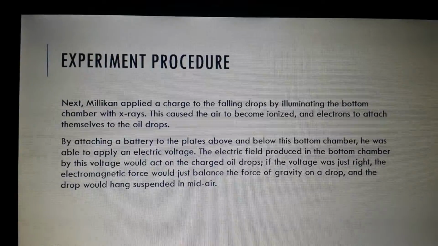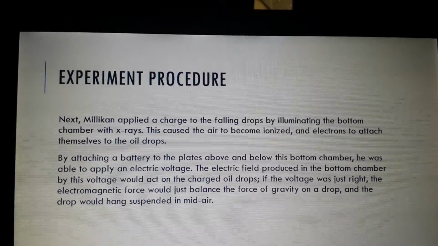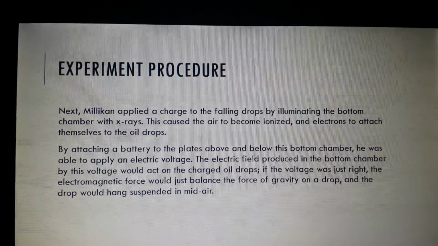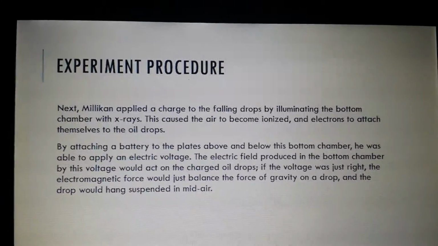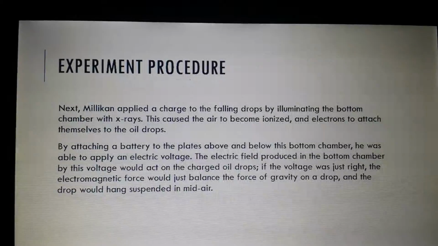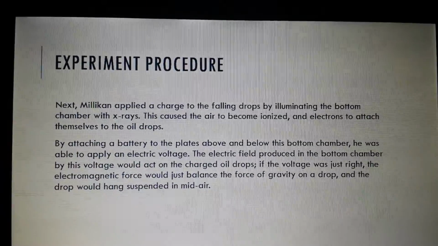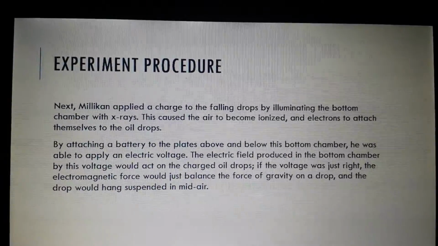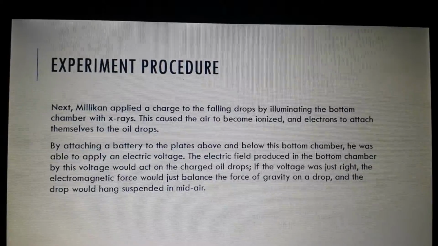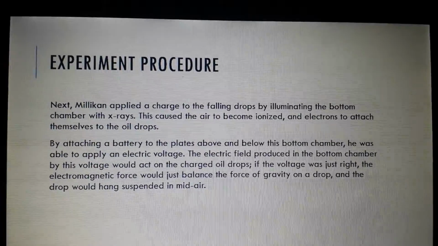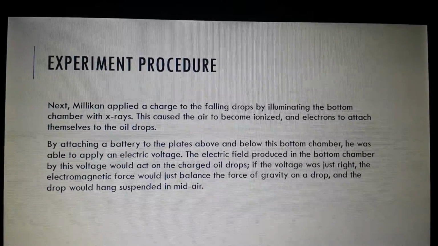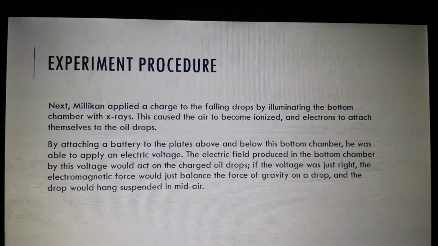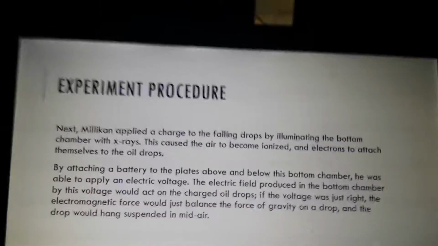Next, Millikan applied a charge to the falling drops by illuminating the bottom chamber with X-rays. This caused the air to become ionized and electrons to attach themselves to the oil drops. By attaching a battery to the plates above and below this bottom chamber, he was able to apply an electric voltage. The electric field produced in the bottom of the chamber by the voltage would act on the charged oil drops if the voltage was just right. The electromagnetic force would just balance the force of gravity on a drop, and the drop would hang suspended in midair.